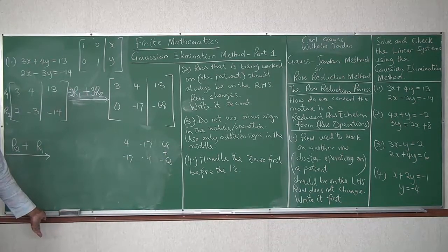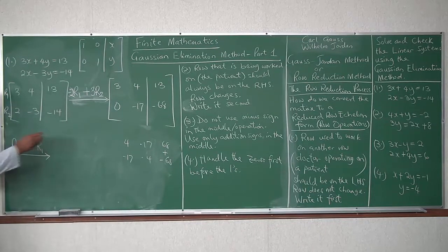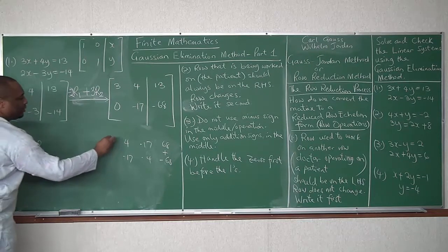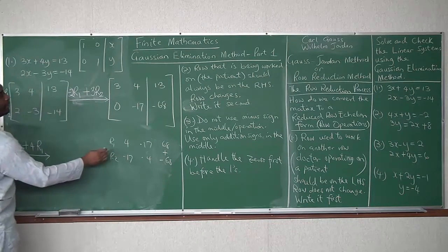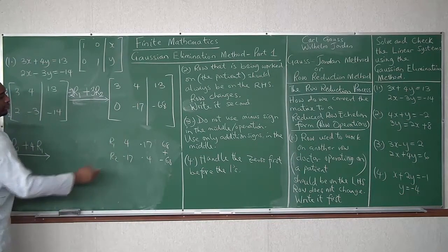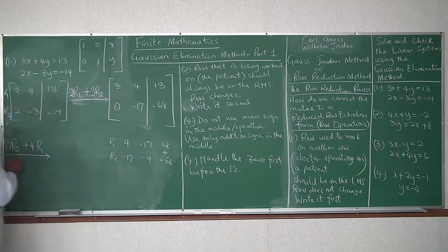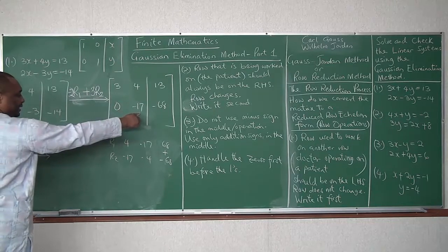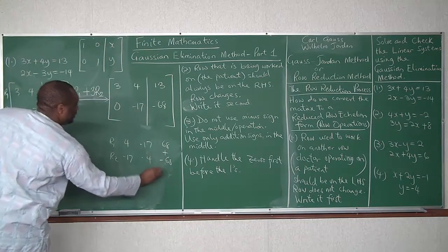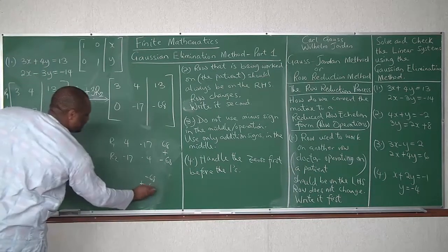See that? Just add. So you now do 17 arrow 2 plus 4 arrow 1, because this is your arrow 1 and this is your arrow 2. So you have 4 arrow 2 plus 17 arrow 1. And guess what? You need to check. You need to test it. Anyone you write, you need to test it. 4 times negative 17 is negative 68, plus 17 times 4 is 68.